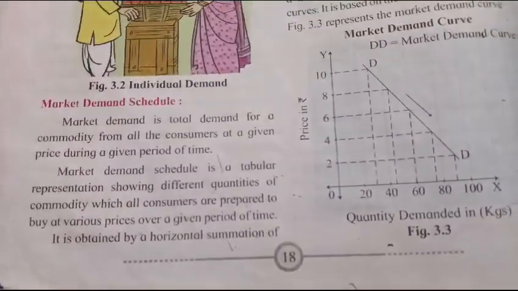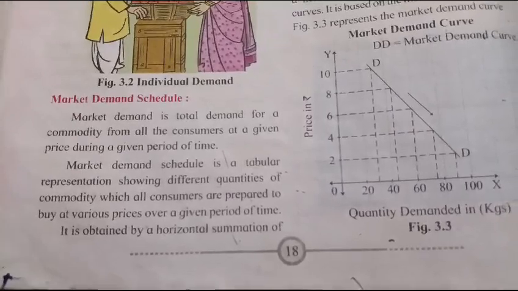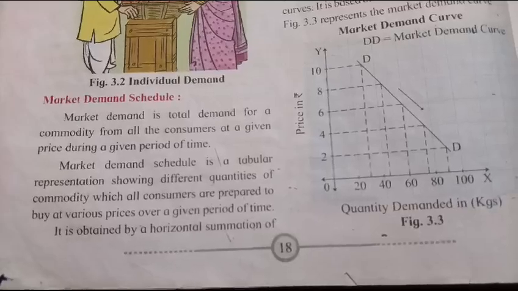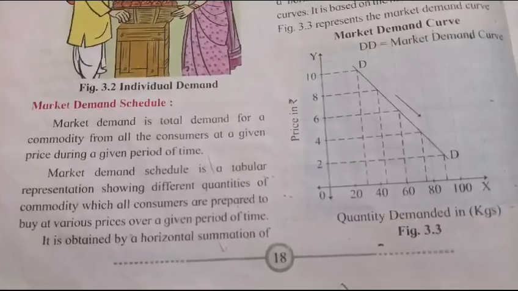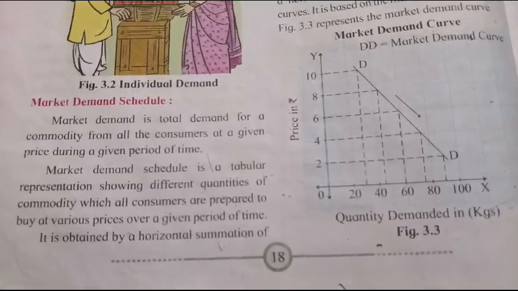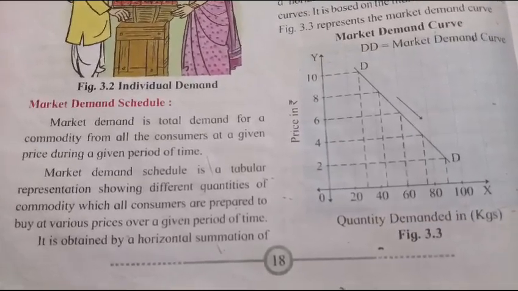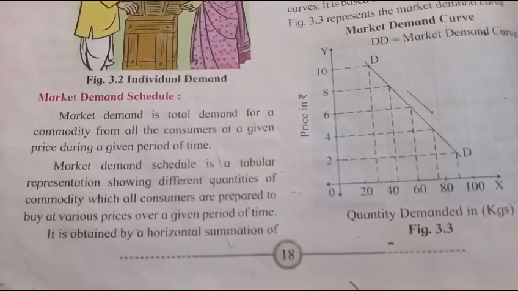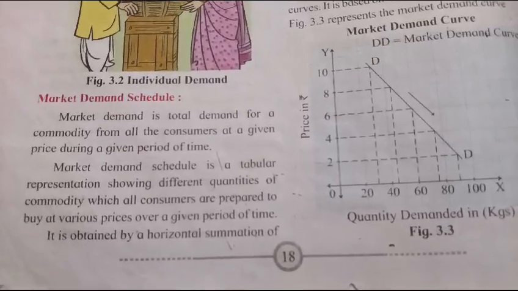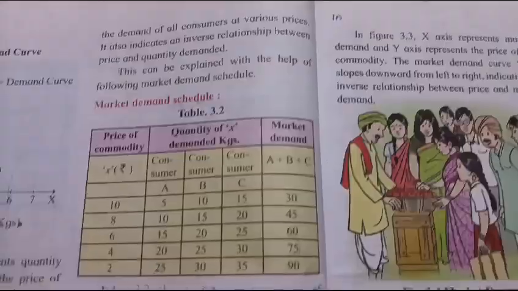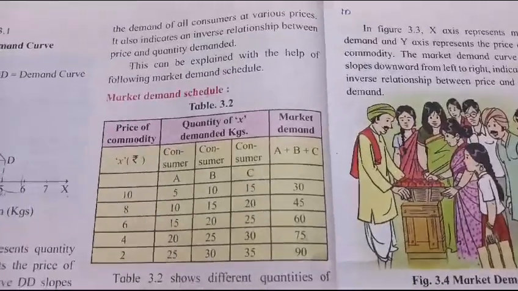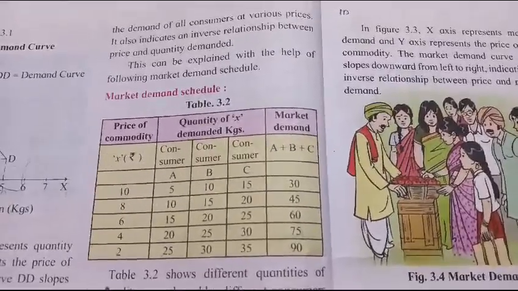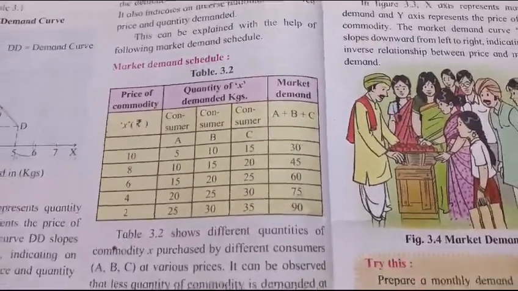Market demand schedule. Market demand is total demand for a commodity for all the consumers at a given price during a given period of time. Market demand schedule is a tabular representation showing different quantities of commodity which all consumers are prepared to buy at various prices over a given period of time. It is obtained by a horizontal summation of the demand of all consumers at various prices. It also indicates an inverse relationship between price and quantity demanded.